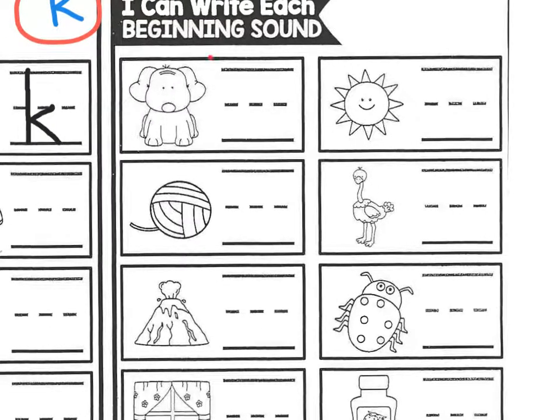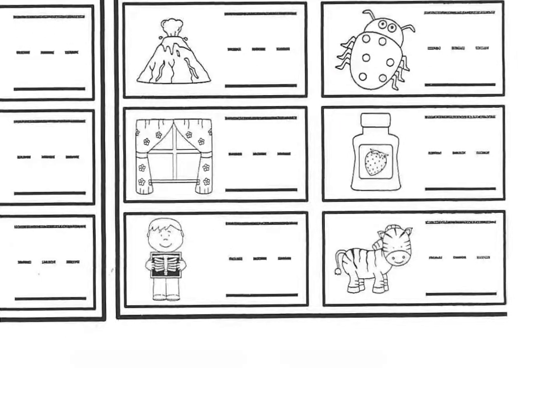The next picture we have is a dog. The next one is a sun. We have some yarn. This one is a type of bird called an ostrich. Ostrich. Okay, moving on, we have a volcano. This one, you can say it's a bug or you can say it's an insect. I'll accept any of those two. And then this one is a window. We have a jar of jam, an X-ray, and a zebra.